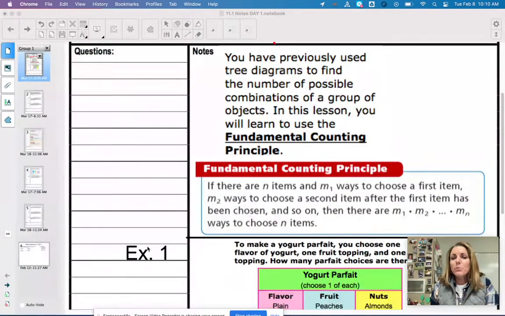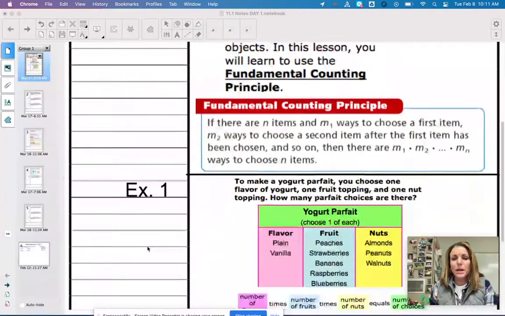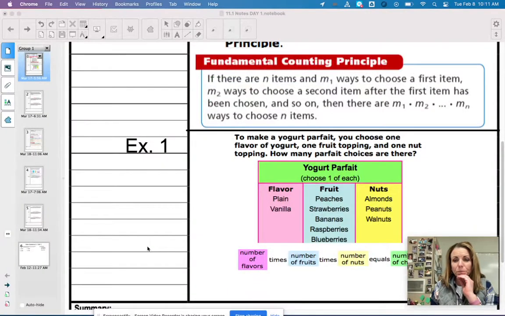So you have previously used tree diagrams to find the number of possible combinations of a group of objects. In this lesson, we're going to use the fundamental counting principle, and this is what it is. If there are n items and m1 ways to choose a first item, m2 ways to choose a second item, and so forth, then to find the total number of ways that we can choose a certain item, we will multiply them all together.